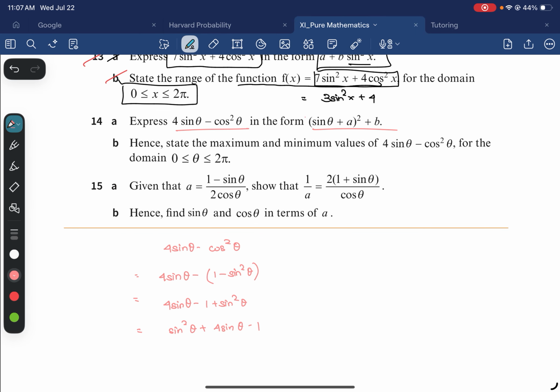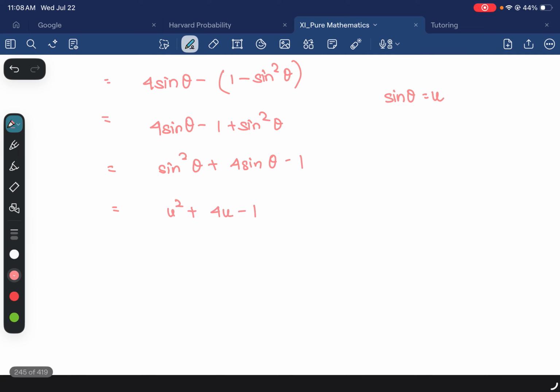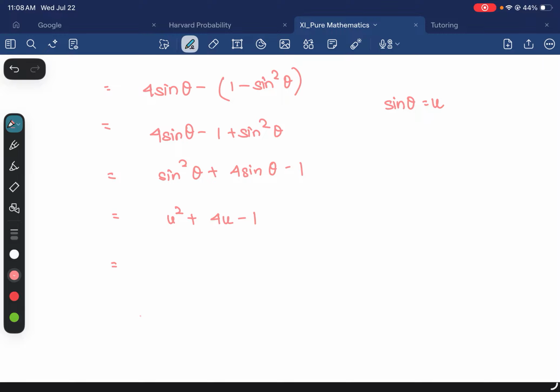Now, I need to write it in terms something like this, right? All right. So, let's say sine theta is equal to u. So I have u squared plus 4u minus 1. And I am going to complete the square. So if you remember, we have talked about completing the square before, right?